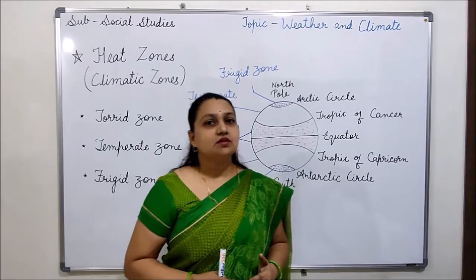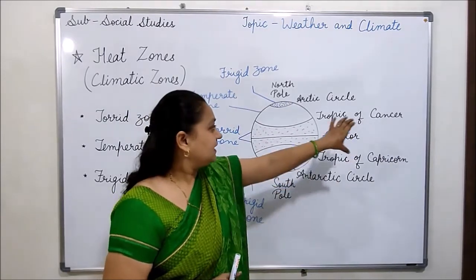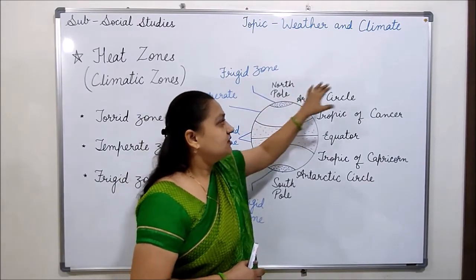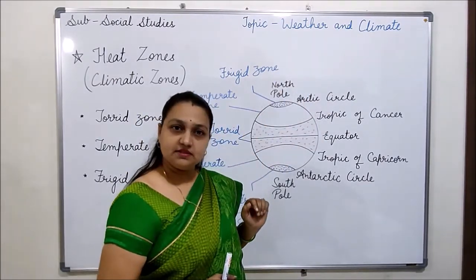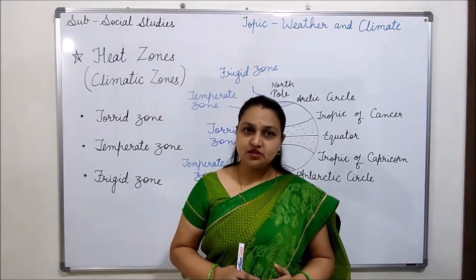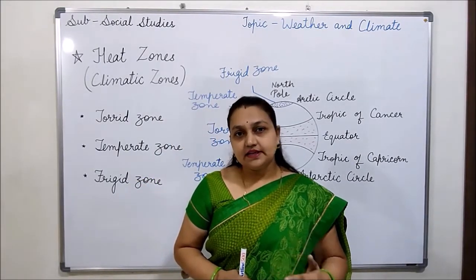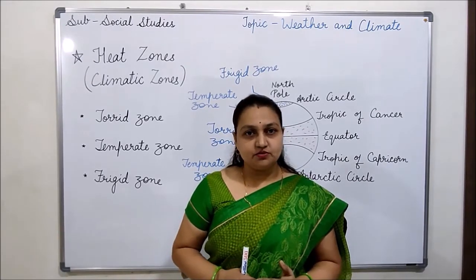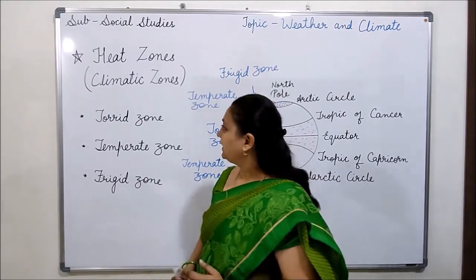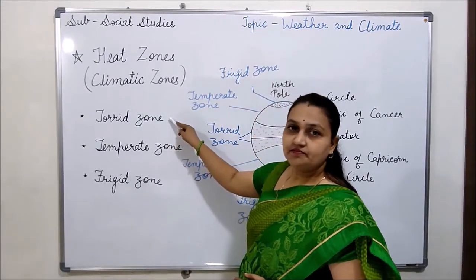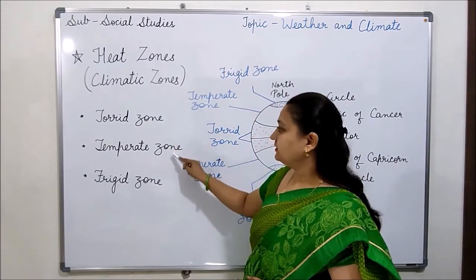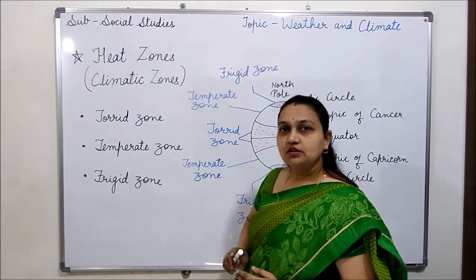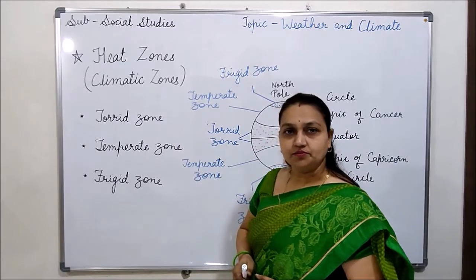Some areas have direct rays of the sun and some areas receive slanting rays of the sun. On the basis of these sun rays and rainfall, there are three heat zones. Now, I tell you, these are the Torrid Zone, the Temperate Zone and the Frigid Zone. So, start with the Torrid Zone.